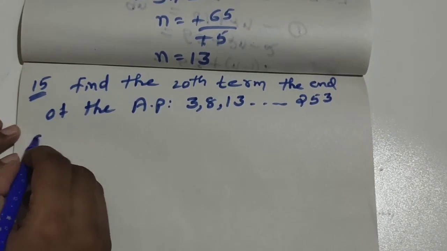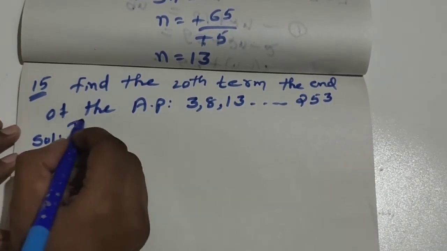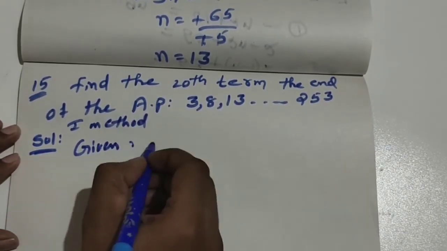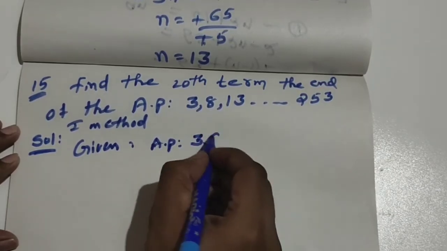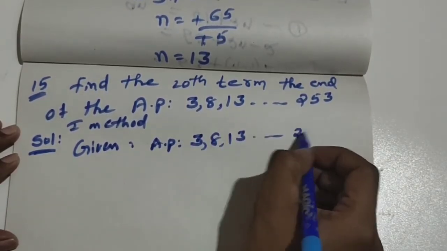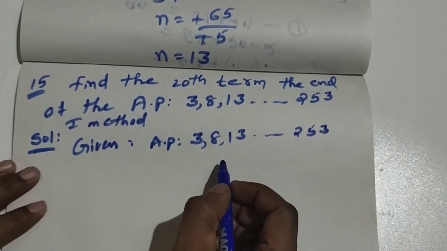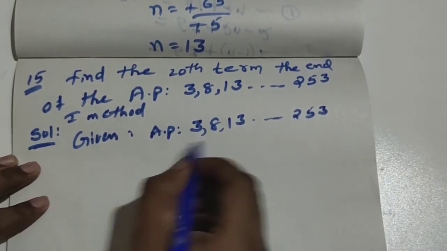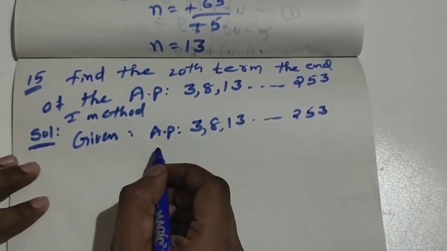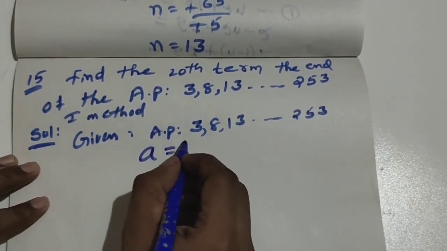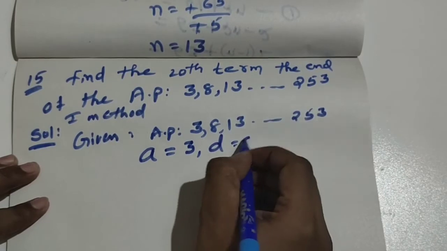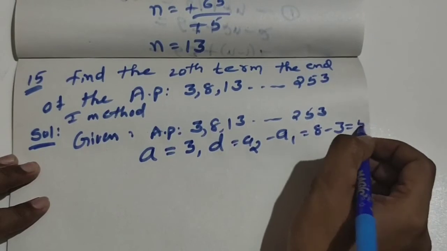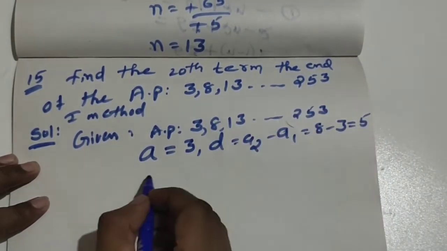So here we have two methods. First let us see the first method. The given AP is 3, 8, 13, and so on up to 253. First you find the number of terms in this set of numbers. To get that we need an again. The first term a is 3. The common difference d is a2 minus a1, that is 8 minus 3, simply 5. Now an is here 253.